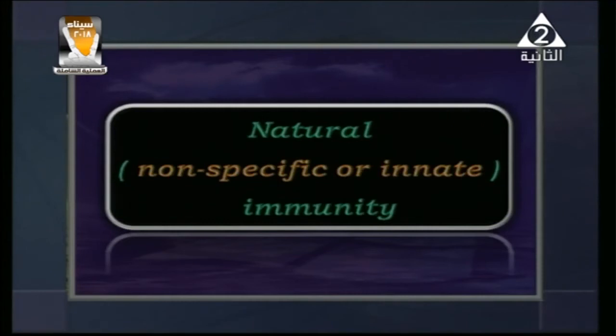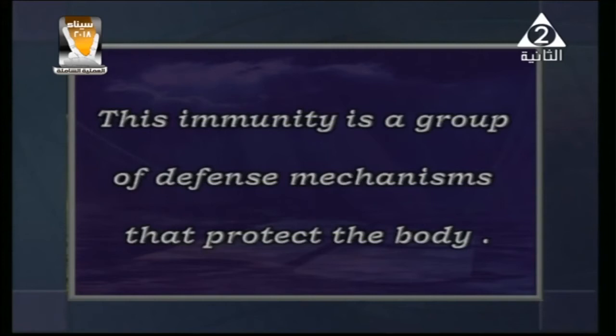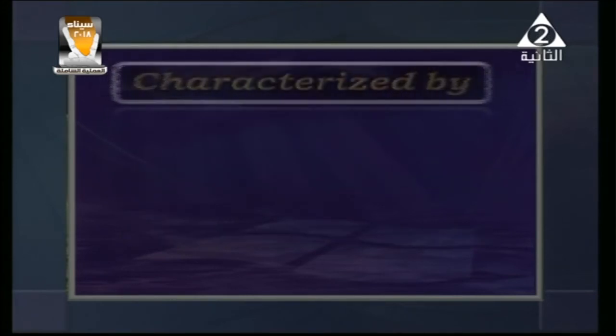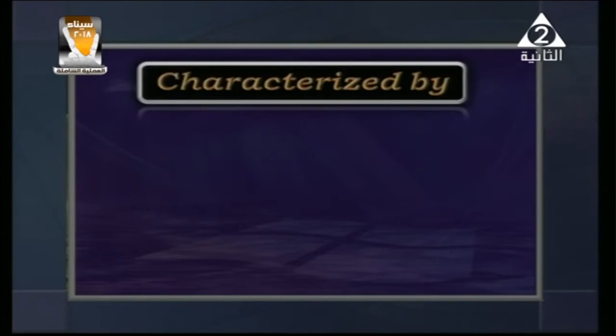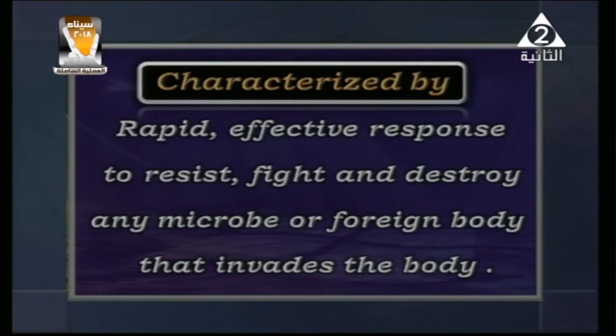Number one, starting with the natural, non-specific, or innate immune system. Actually, this system is a group of defense mechanisms that protect the body. We're going to start studying its characterization, its function, and whether it's just one part or different parts. This system is characterized by a rapid, effective response to resist, fight, and destroy any microbe or foreign body that invades the body.